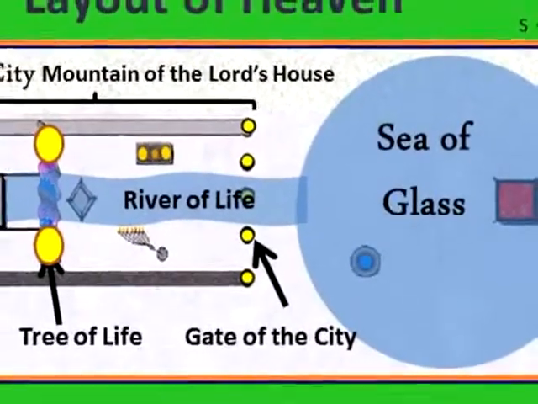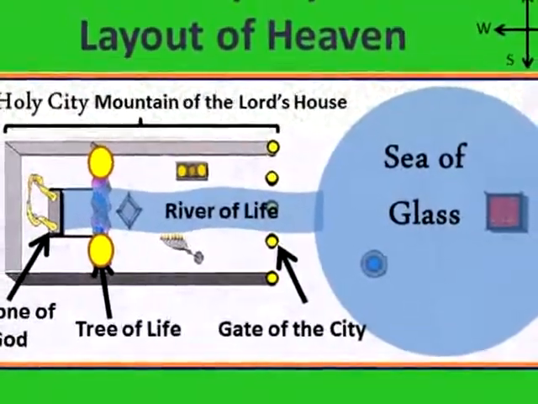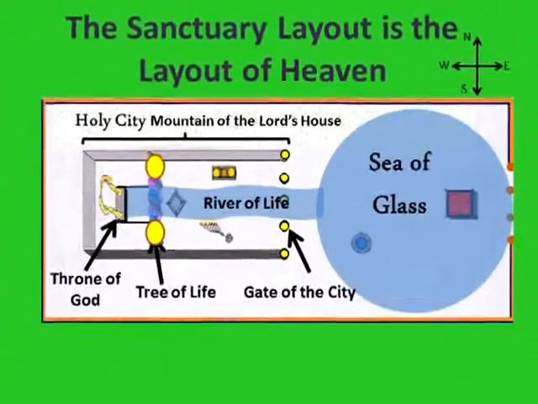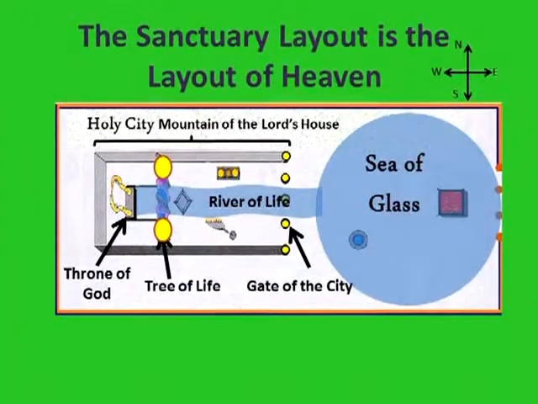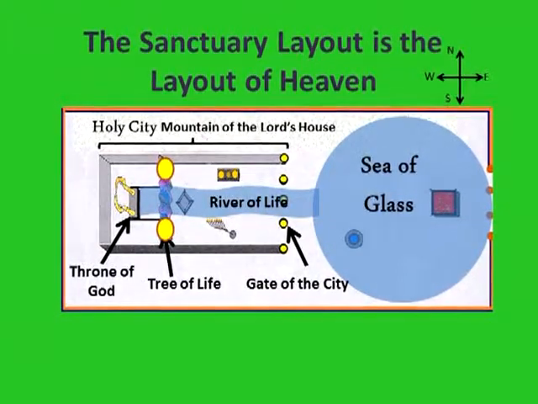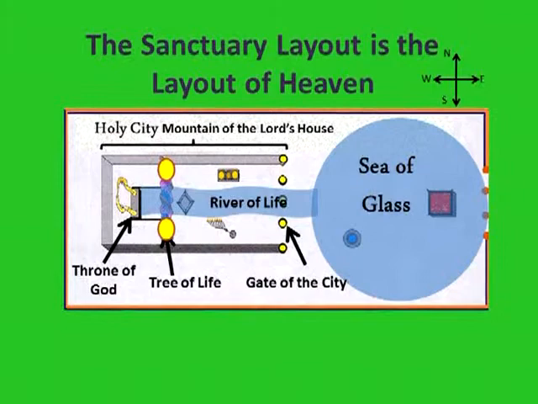And actually, if you look in Ezekiel's description of the temple, he talks about water coming out from under the walls. When Ezekiel is seeing the temple, he's actually seeing the literal temple where water is coming out from under the walls.